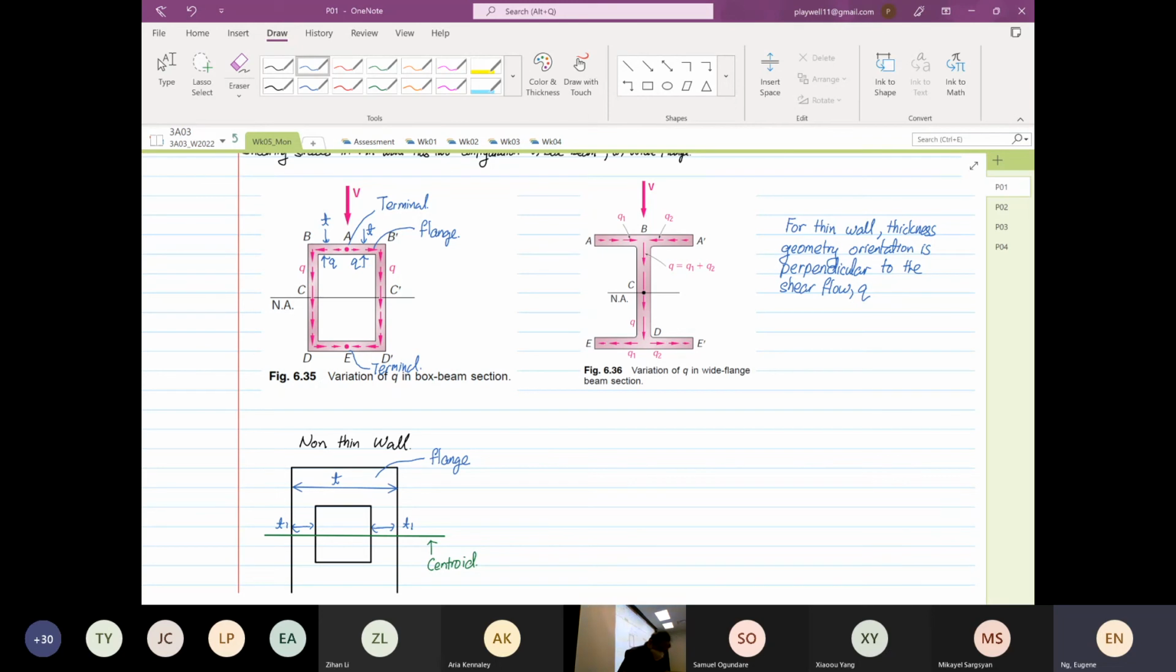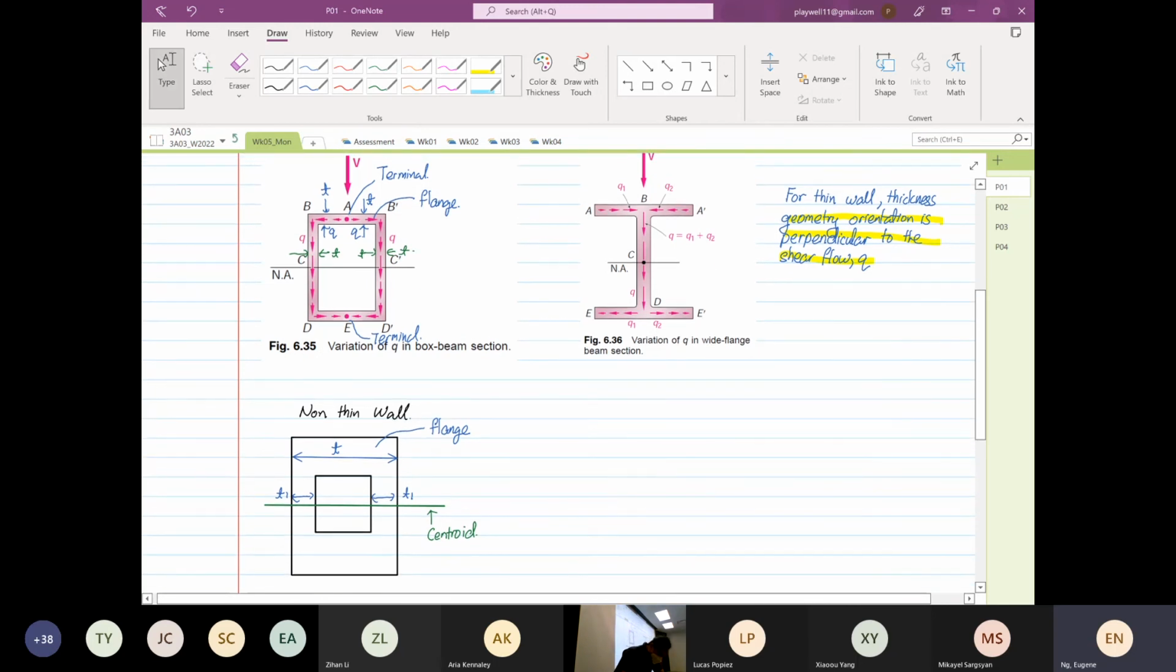Now, how do I define thickness? The geometry orientation is perpendicular to the what? To the shear flow. So when that's the case, if we look at the centroid for the thin wall, the thickness is taken in this orientation. You have to take both sides. Where else? And for non-thin wall, the thickness is also what? Right? So now you see some similarities and some differences.